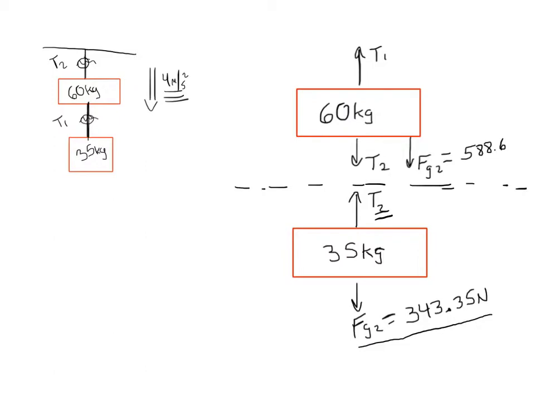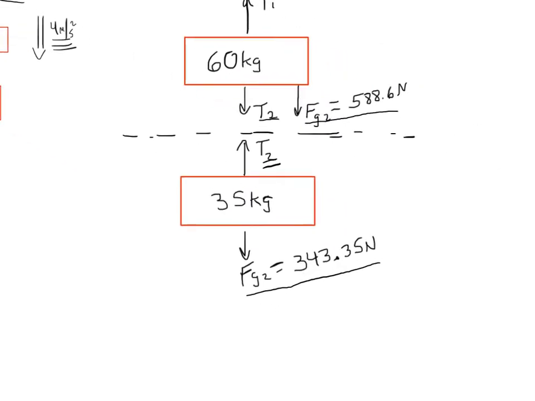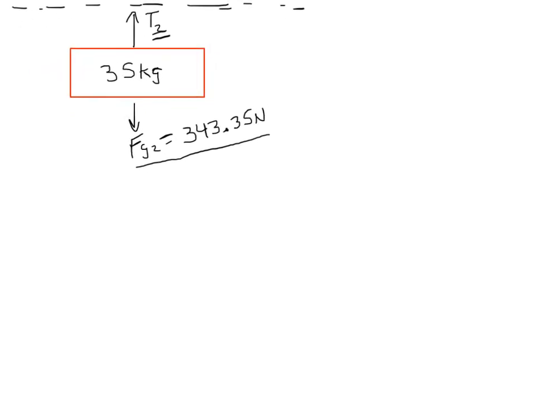Then our second system has the same tension going down. The force of gravity of the box, which is just 60 kilograms times 9.81, which gives us 588.6 newtons, and the only force pushing up is tension 1. So let's break this up and we'll try to solve for the bottom piece first.